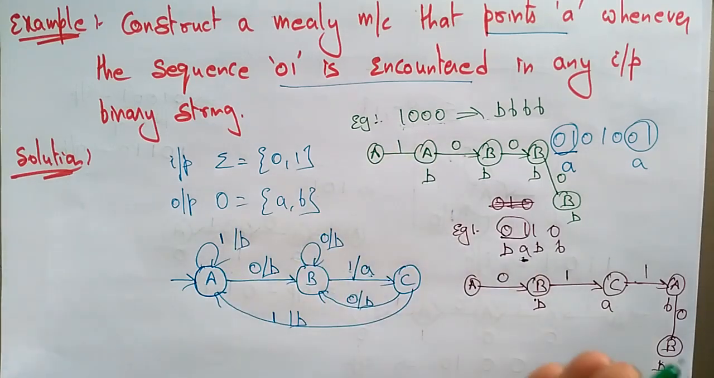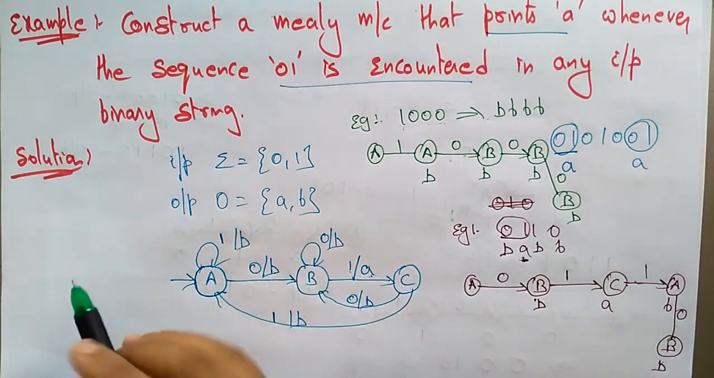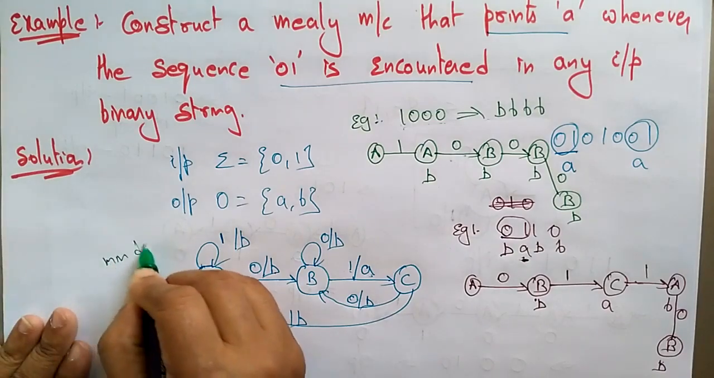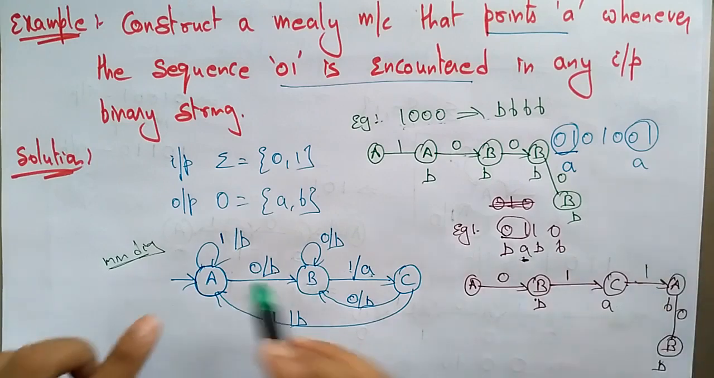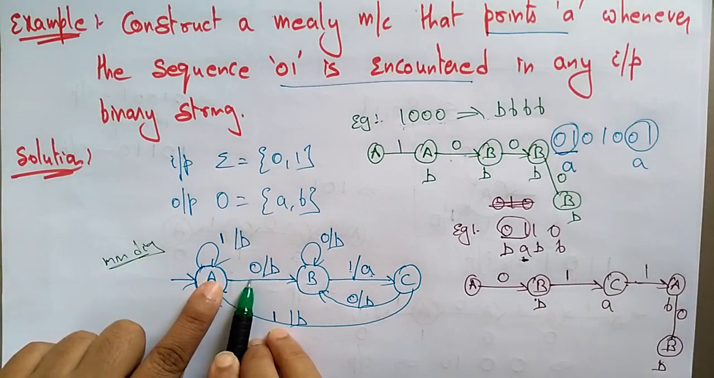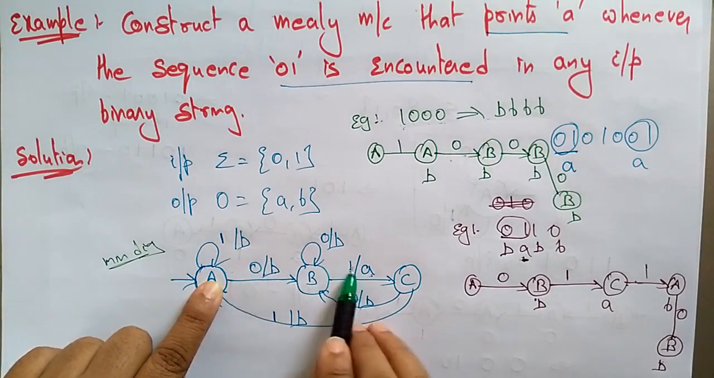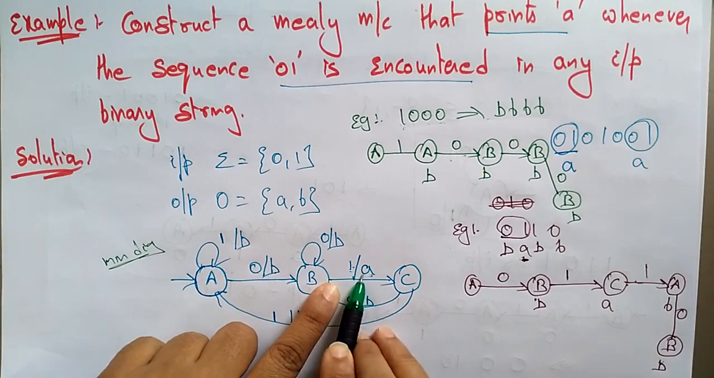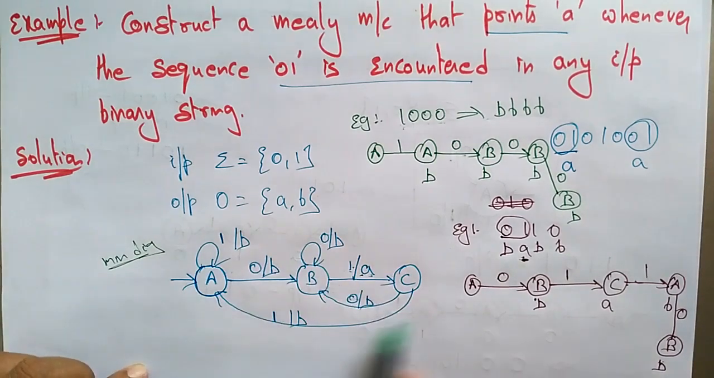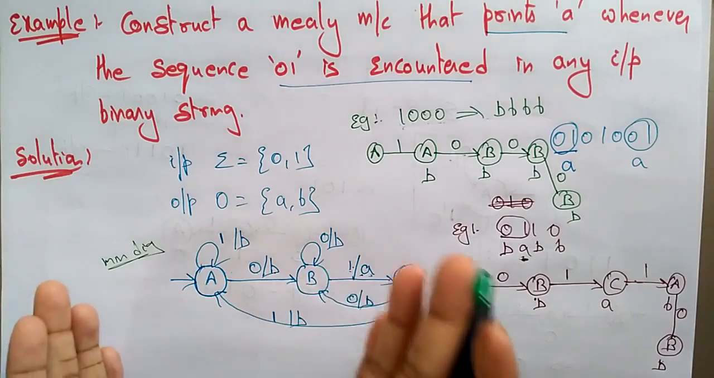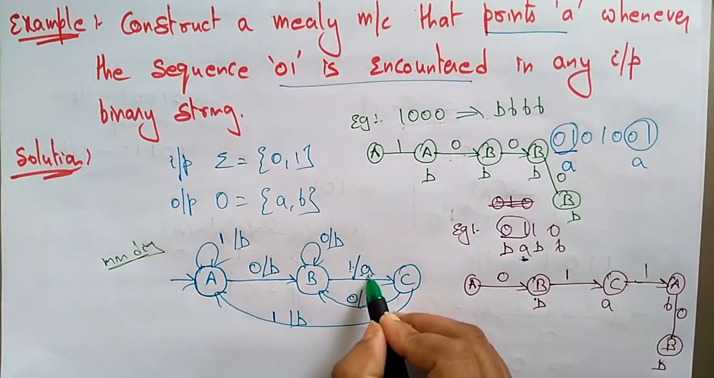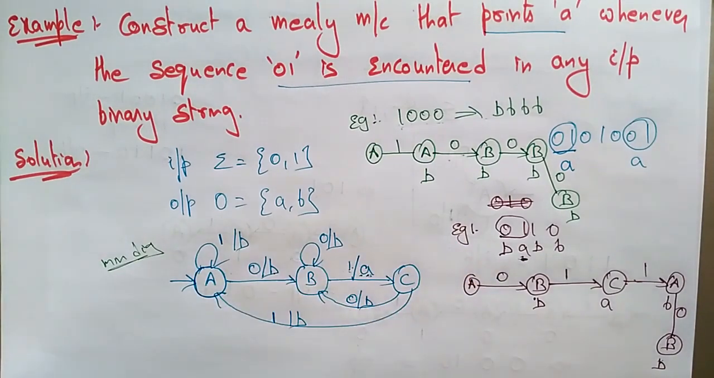So don't get confused. First take the minimum diagram. The minimum concept is whatever the question they are giving, you have to get the answer for that. So I need to encounter the 0, 1 value. Whenever the 0, 1 is there, the output it generates should be A. A has to be generated. For the remaining sequences, I just keep the B value. So whatever it may be, I don't bother about that. But the concept here is whenever the 0, 1 is encountered, it has to print A, and for all the remaining I have put B.